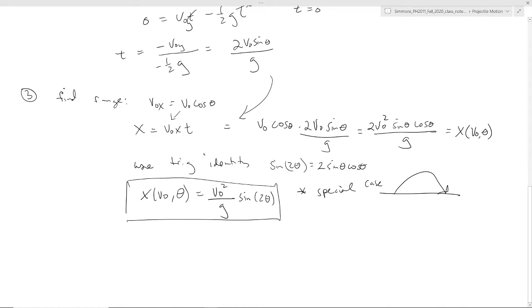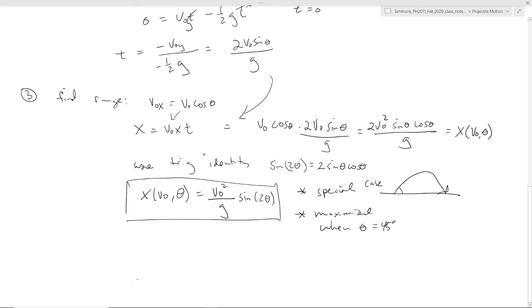What's the maximum value that sine of an angle can have? It would be 1. And when is this thing going to be maximized? That'll happen when theta equals 45 degrees, because then 45 times 2 gives you 90 degrees. Sine of 90 would give you 1. So this thing is maximized when theta equals 45 degrees. So in other words, if you want to throw something the farthest horizontal distance, or launch something the farthest horizontal distance, you want to do that when theta equals 45 degrees.